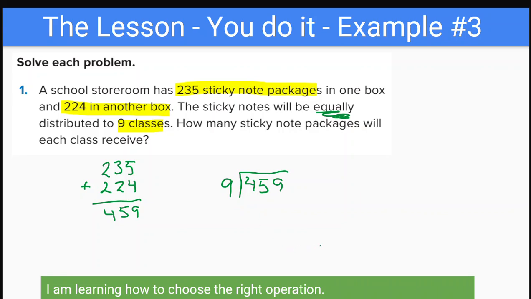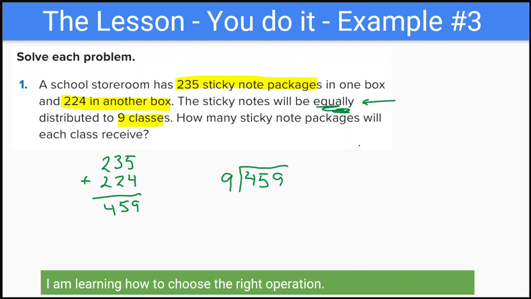If you get a remainder, we're not going to worry about it because they want equal groups, and a remainder tells us that it's not equal groups. So find the quotient, that will be your answer. Ignore the remainder. Kids, you're learning how to choose the right operation in a multi-step word problem.